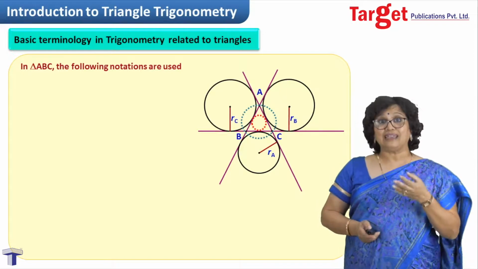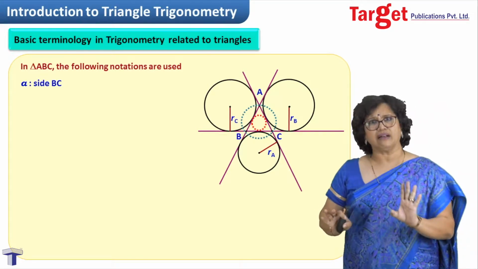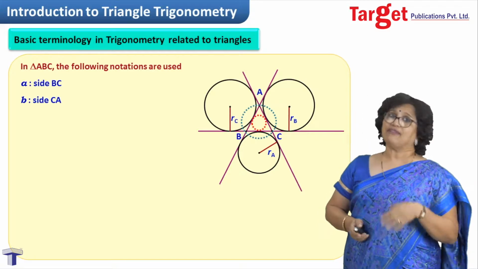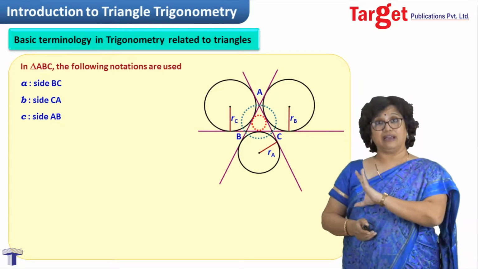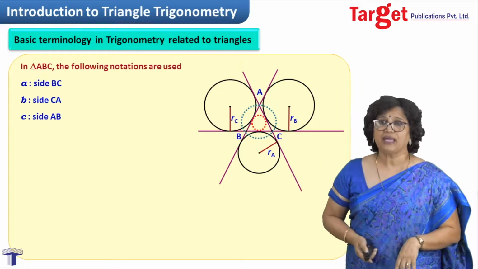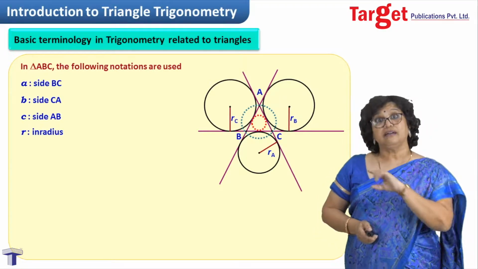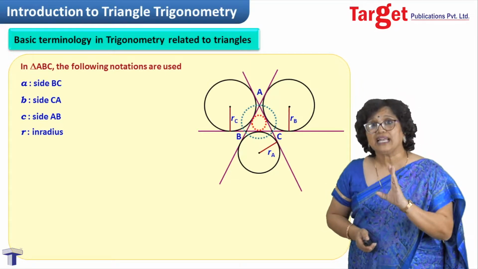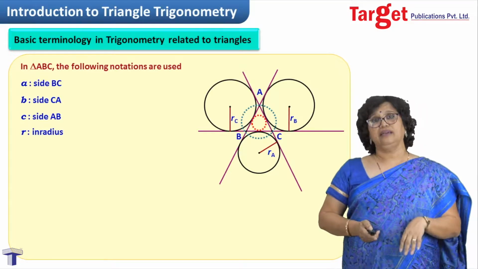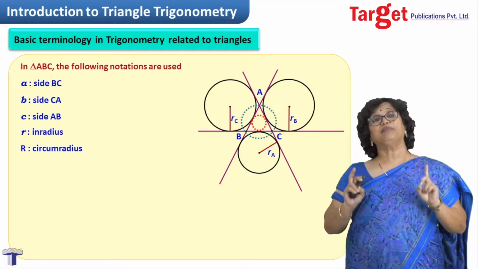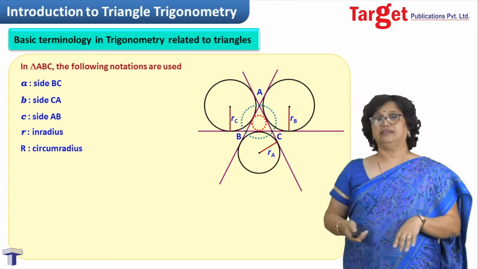Now let us write the terms, the names we use. We call side BC small a. This is standard notation. Then side AC we write as small b, and side AB we name as small c. I have not written all that in the figure because it would have been too clumsy. Now, what other names do we use? The inradius means the radius of the incircle of triangle ABC. That is denoted as small r. And capital R is used for circumradius. Circumradius means the radius of the circumcircle of triangle ABC, the outer dotted circle.